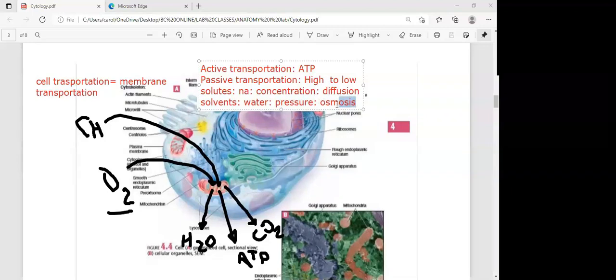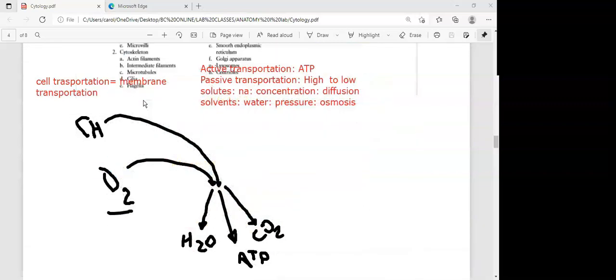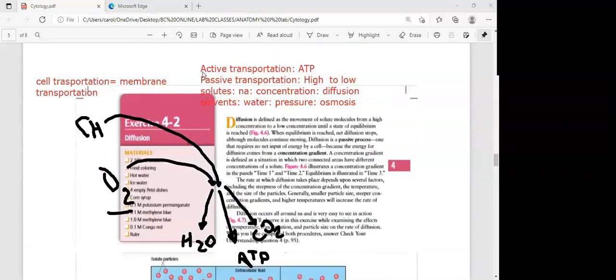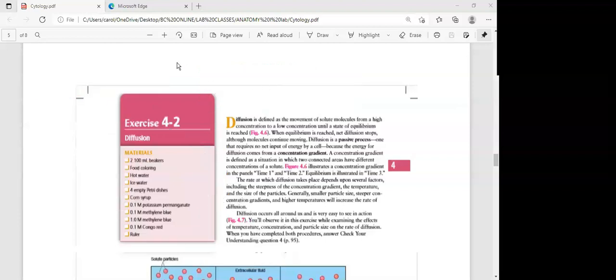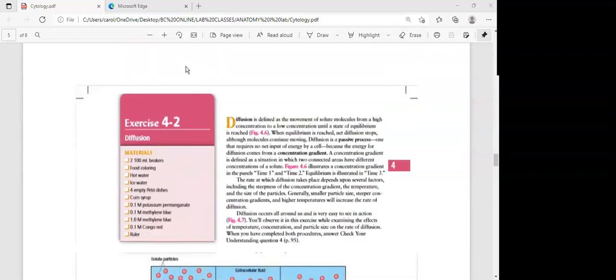Or filtration, for example. Okay, so if we scroll down right here, what are we talking about? Well, we are talking about diffusion. So if we talk about diffusion, then we are talking about solutes. I remember I told you, solvents, pressure, right? Solutes, concentration, right? So therefore, an example of things moving from outside the cell to inside the cell, because it goes from high to low, solutes, is going to be diffusion.